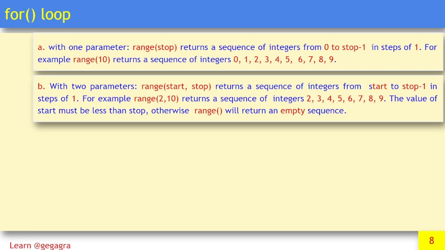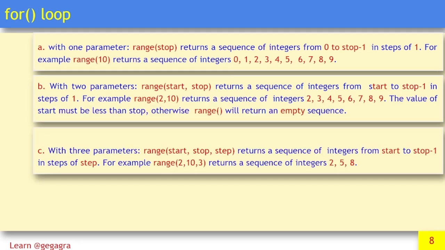Now part C, with three parameters. In the parentheses of range, we'll have three components: start, stop, and step, and it returns a sequence of integers from start to stop minus 1 in steps of step. For example, if I apply range 2 comma 10 comma 3, it returns a sequence of integers starting with 2, then 5 with a gap of 3, then the next value will be 8. So this is how we can use range in three formats.